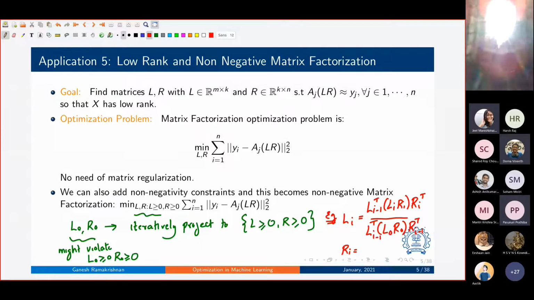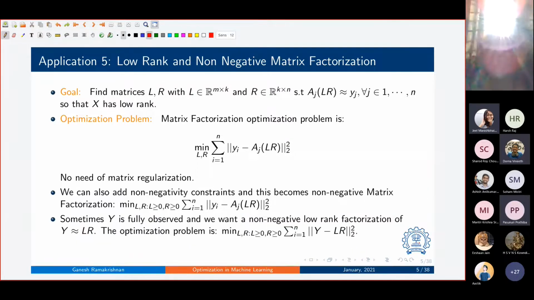The expressions are such that you're trying to pull them toward L naught R naught, yet at the same time maintain positivity. Something similar we'll have for Ri. I'm not going to write down the entire expression, but this is the basic idea of the iterative projection algorithm. We'll see projection algorithms, a whole slew of them, but for the time being this is sufficient.